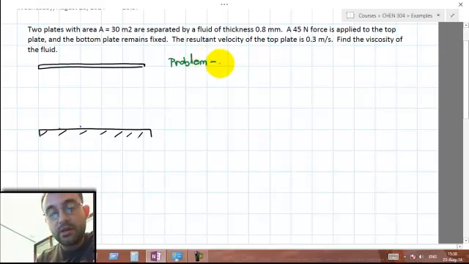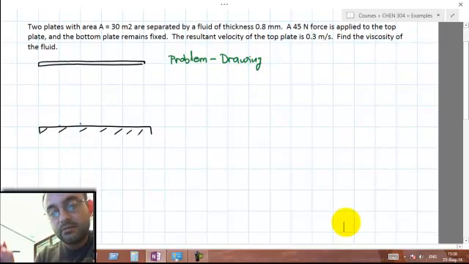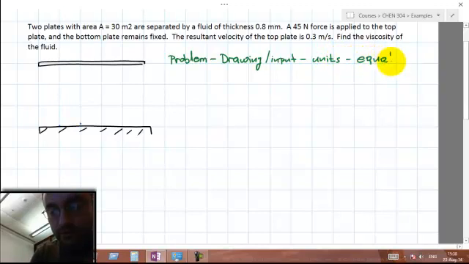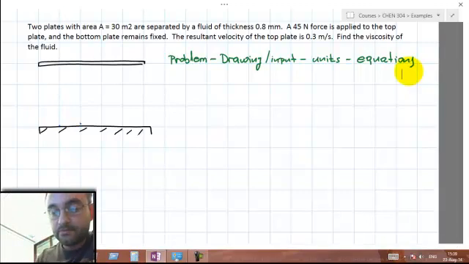Then we need to have a drawing and draw, pick, select our input. Write down the input again with the correct units and the necessary equations. Now, I read the problem and I start doing the drawing.